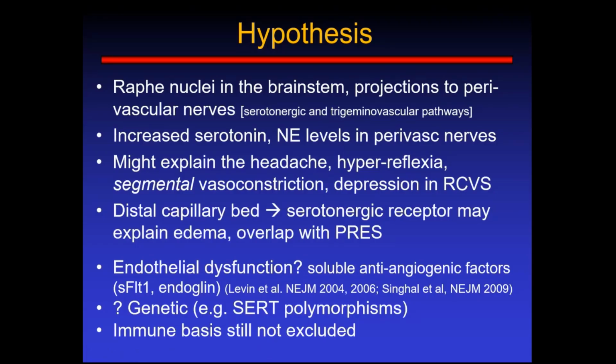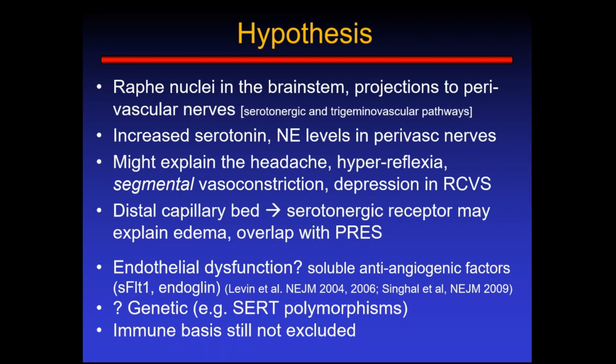In speaking with experts such as David Dodick from Mayo Clinic and Len Calabrese from Cleveland Clinic, we've come to an internal consensus opinion, which needs to be investigated and validated, that the raphe nuclei in the brainstem and their projections to the perivascular nerves, which are the so-called serotonergic and trigeminal-vascular pathways. These pathways land up, the nerves, on the abluminal surface of the cerebral arteries, and they may have a role to play in cerebral auto-regulation.